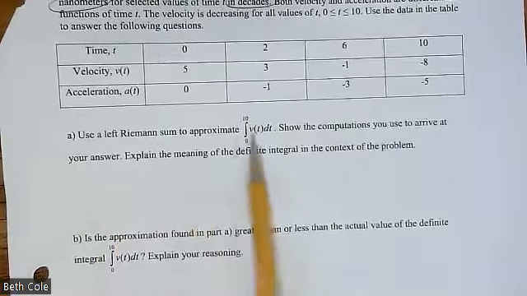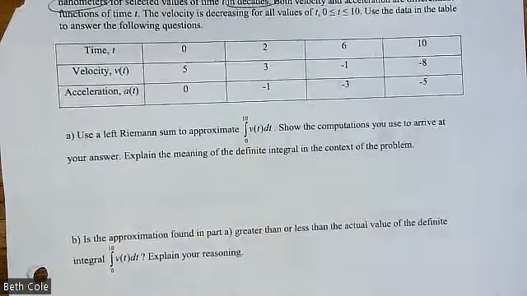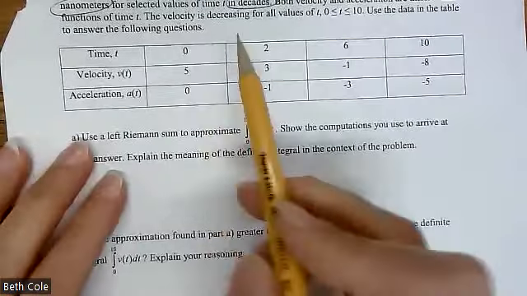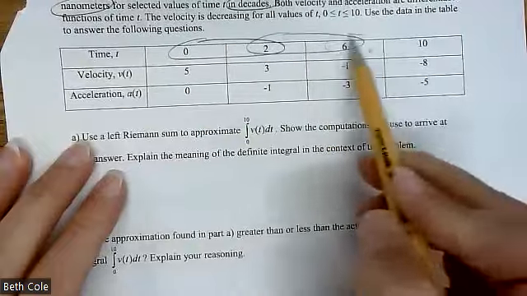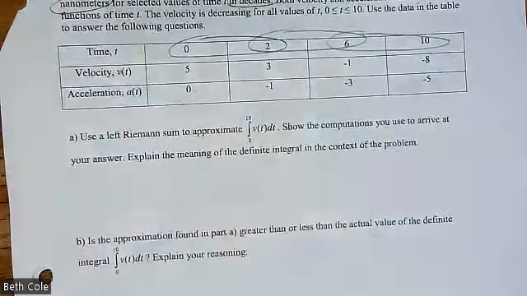Nanometers per decade. All right, we're given velocity and acceleration. I can't remember if we actually need the acceleration or not, but we'll see. Use a left Riemann sum to approximate this. Show computations. That just means write it all out, and then we'll explain what it means, okay? So here are your sub-intervals. There's only 3.